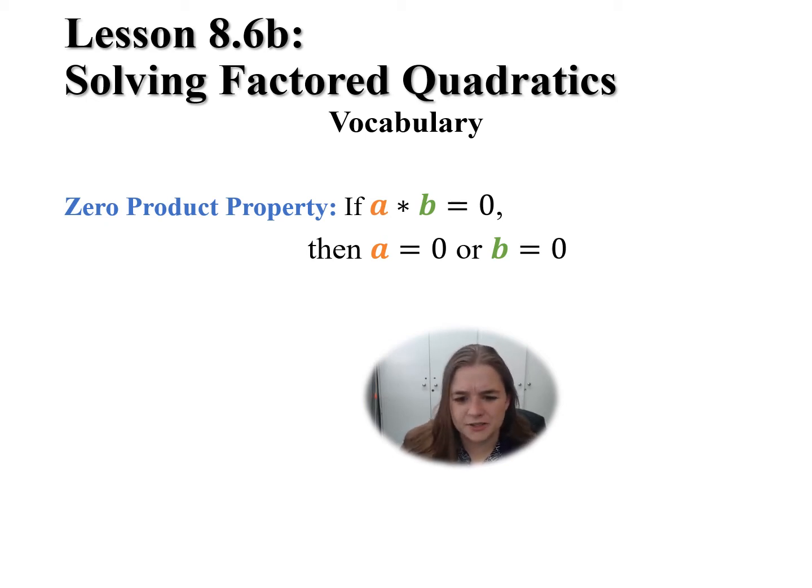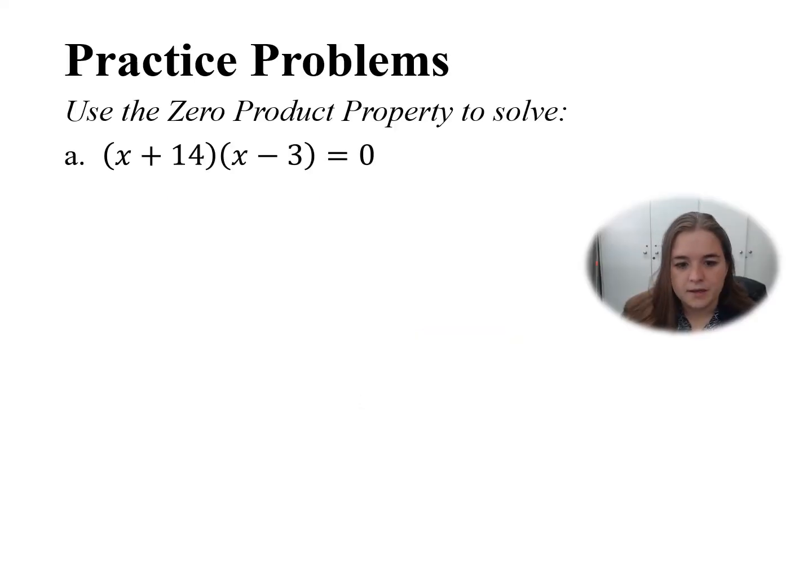And this is a really essential idea of math. 0 is the only number that does this, that if we multiply any number by 0, we wind up with 0 as the product. So the reason we care about this is now, if we're looking at a quadratic in factored form, we can use that zero product property.